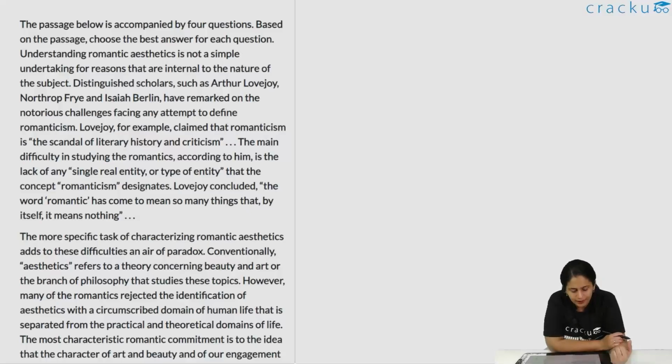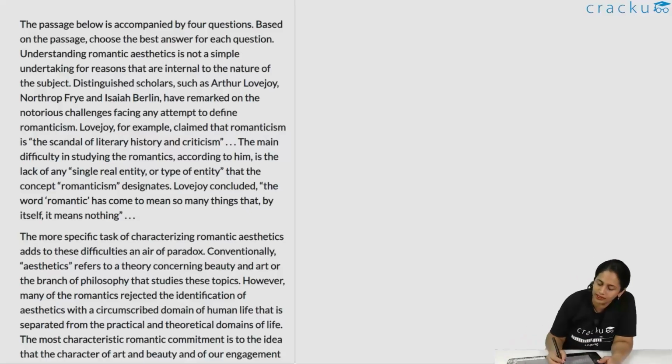Lovejoy concluded, the word romantic has come to mean so many things that by itself it means nothing. The biggest problem is that you can't define what romanticism is. The word romantic itself is a very vague word. It can mean different things in different contexts. So because the word has no concrete meaning, the term romanticism also has no concrete meaning. The study of romantic aesthetics becomes very difficult, because if you are studying something which is very vaguely defined, how do you go about studying it?